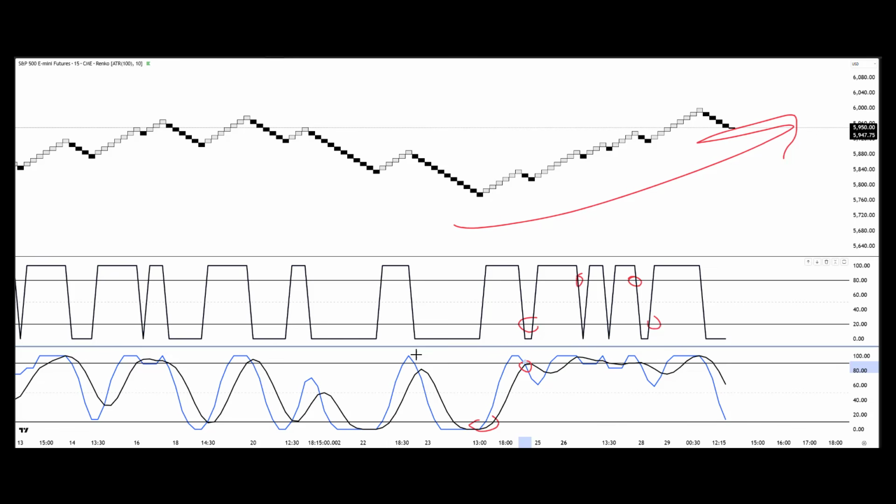But what I like about these also is that they stay longer above the 80s, the traditional overbought zone, and under the 20s, the oversold zone. So you get to trade, because with the beauty of Renko filtering out so much of the noise, you get to stay in the trend a lot longer.